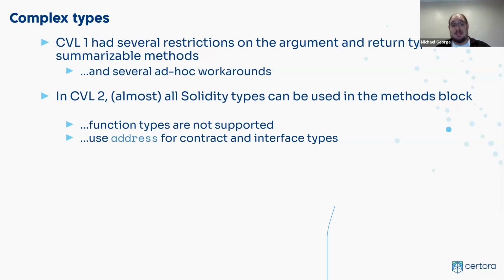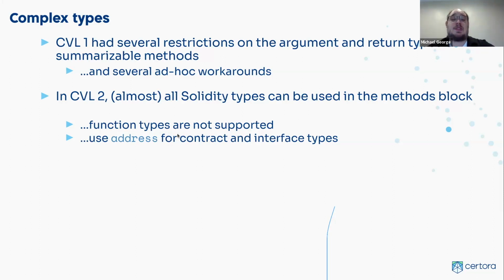CVL2 cleans this up considerably. In CVL2, you have access to almost all of the types in Solidity, and you can just write them the way you would in Solidity. There's two exceptions here. One is function types. So if you have a function that takes in a function or returns a function, that's something you can't put a methods block entry for. And so you'd have to use some kind of harnessing for that.